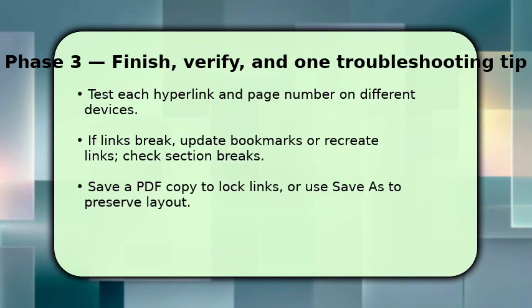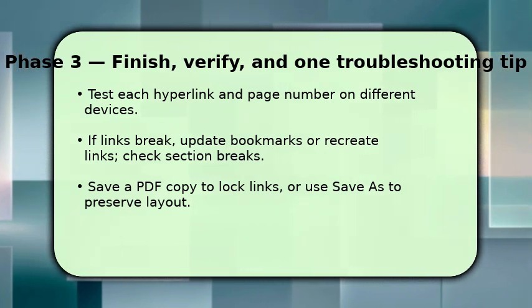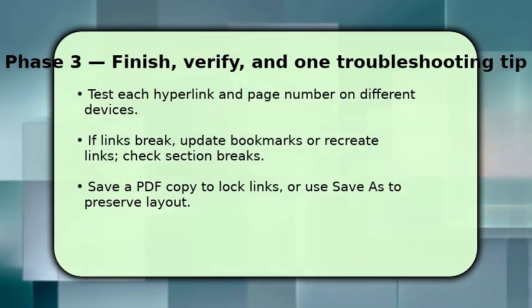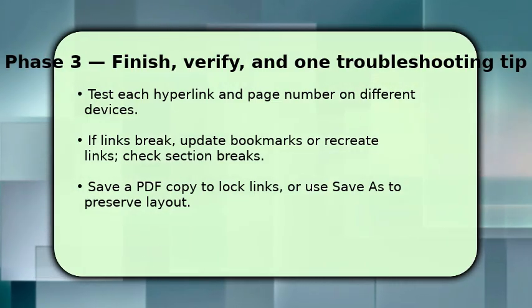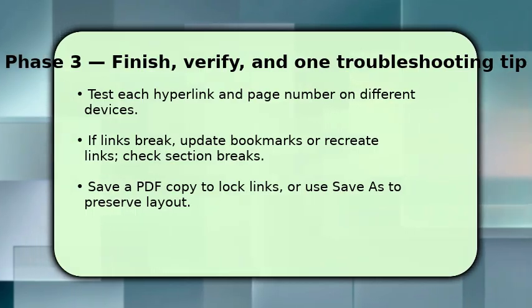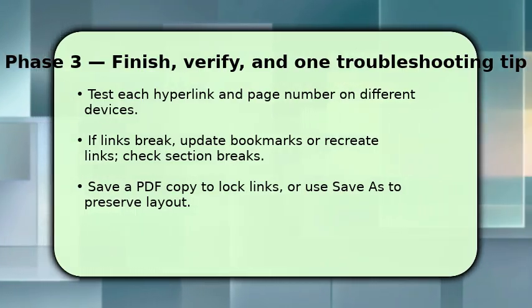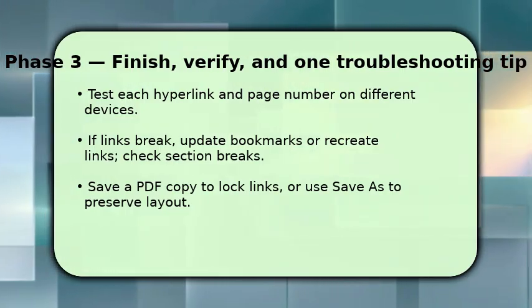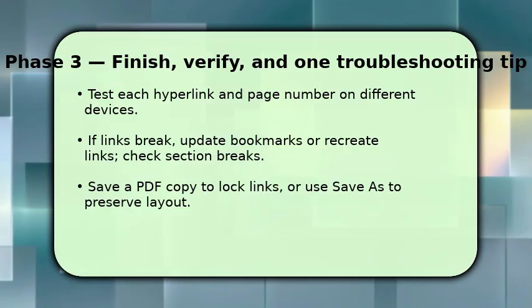Finish by testing every internal link and header/footer across the document so you catch misplaced targets. If a link goes to the wrong spot, update the bookmark or recreate the link. Often broken links come from moved content or deleted bookmarks. Also verify your section breaks. An extra break can disrupt numbering or header links.